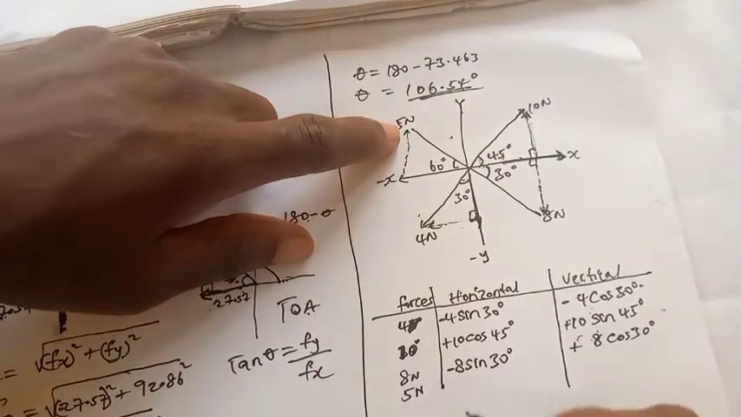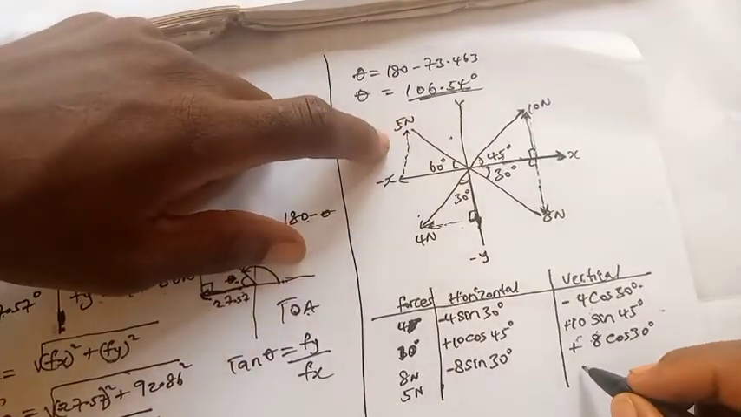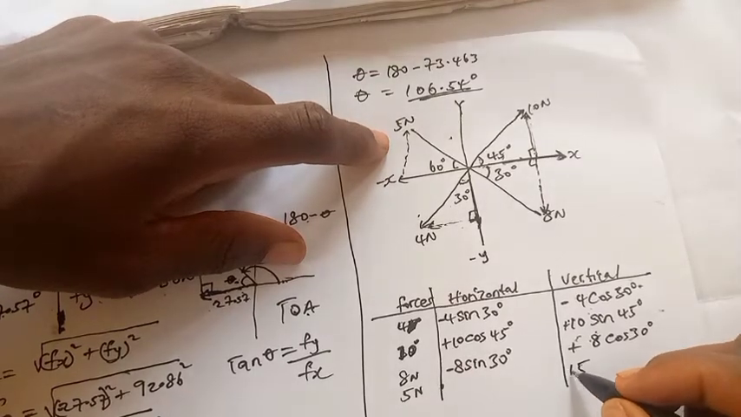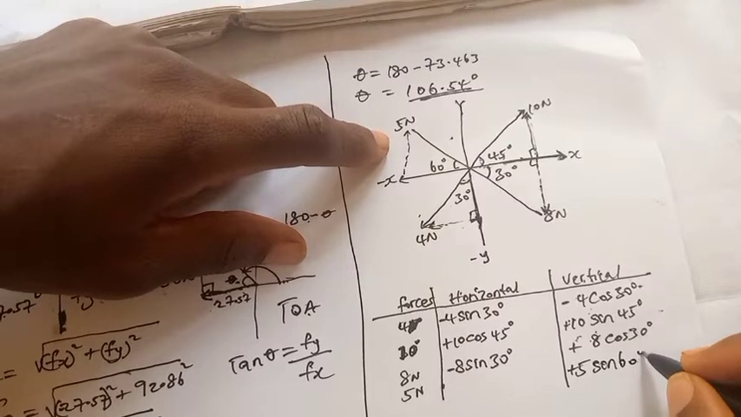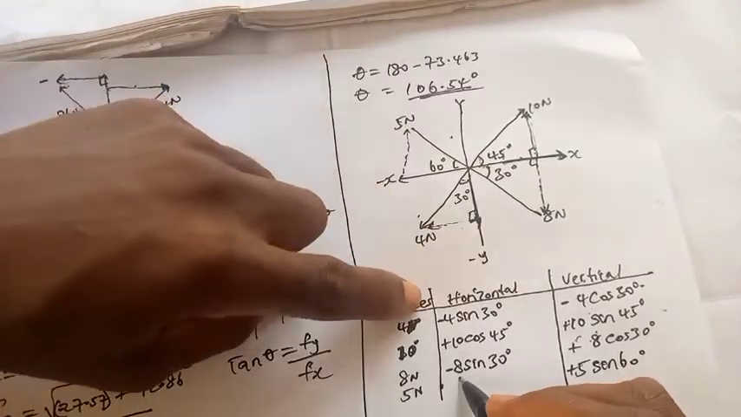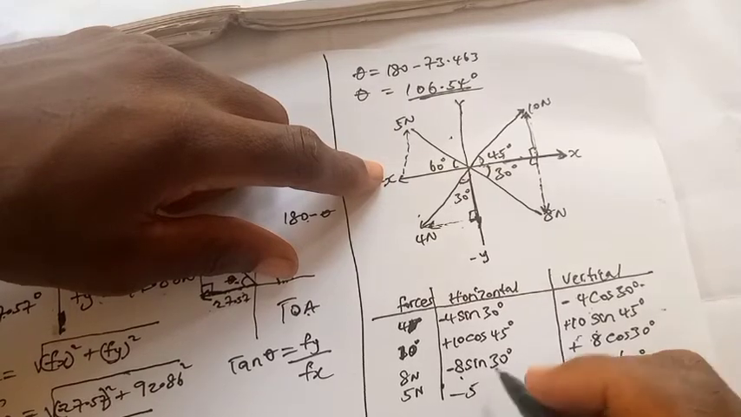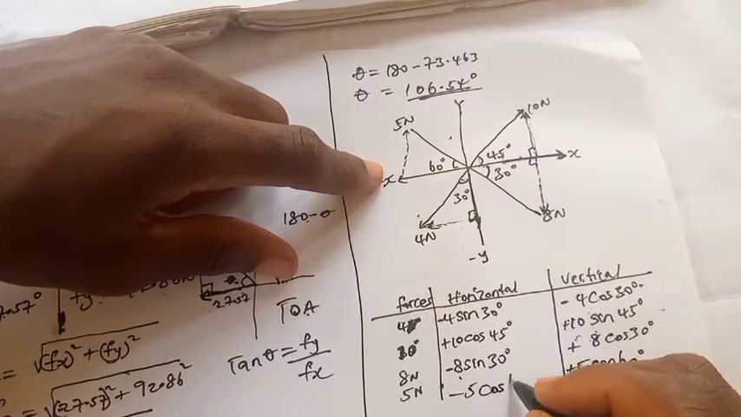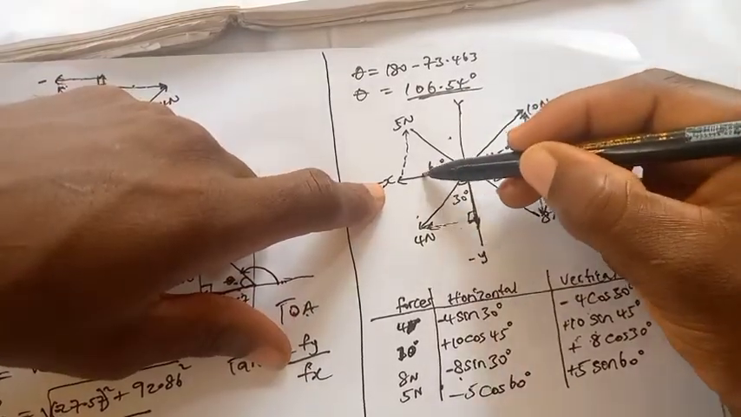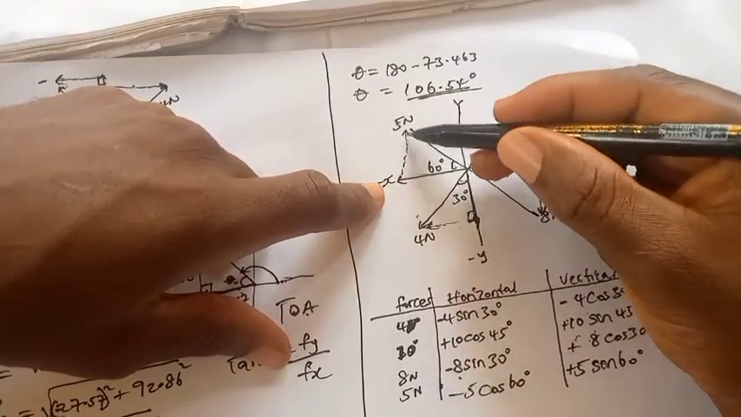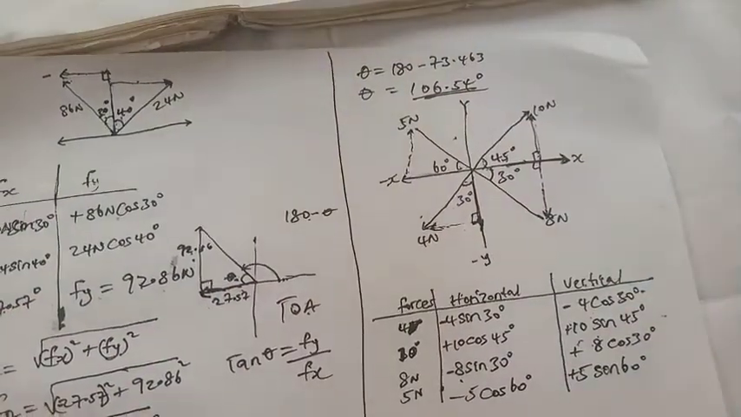so the vertical component is going to take the sine, which is 5 sine 60 degrees, and then the horizontal component is going to take the negative 5 cosine 60 degrees. So it's negative because this angle is going towards the negative x-axis, and then this one is positive because it's going towards the positive x-axis.